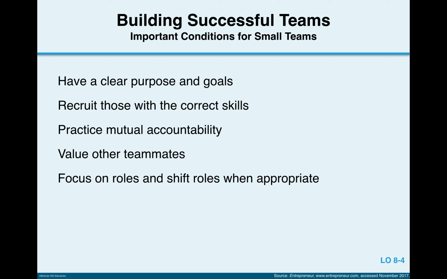So when it comes to building successful teams, some of the things that you want to look at: have a clear purpose and clear goals. Recruit people with the correct skills that are going to help out the team. Practice mutual accountability. Everybody within the team needs to be accountable. It's not just up to one or two people. Value other teammates. Make sure everybody is heard. Make sure everybody understands everything. Thank everybody for their role on it, and then focus rules on shift rules when appropriate.